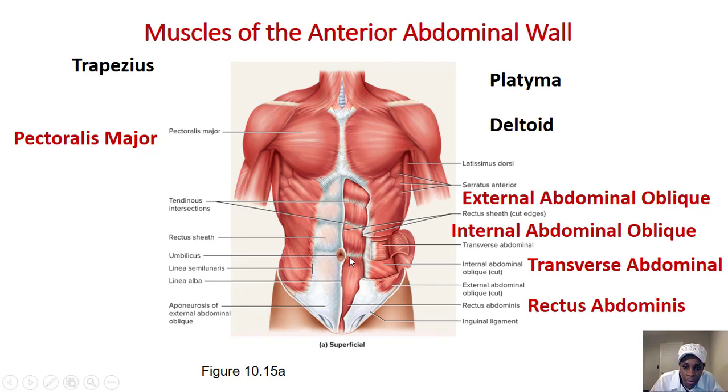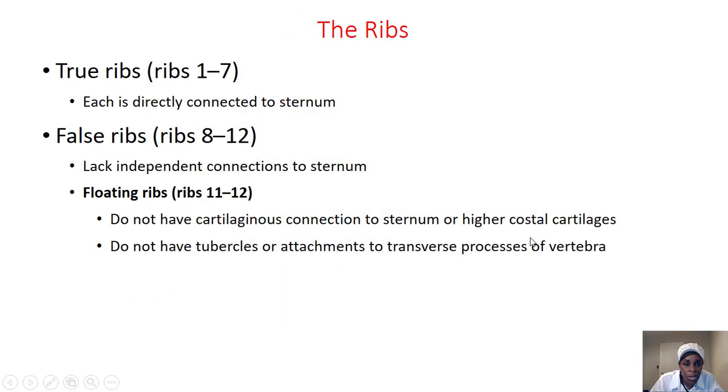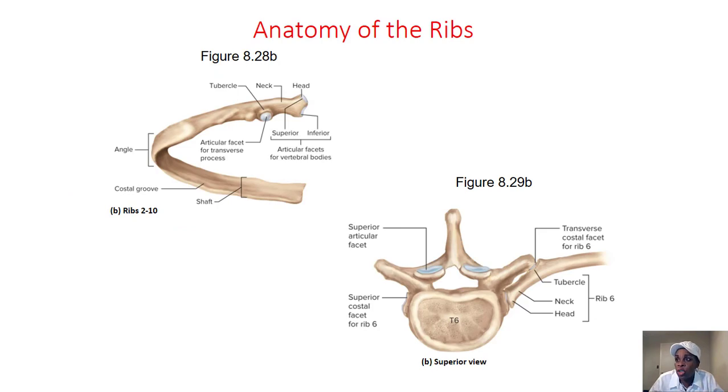So this is the rectus abdominis right here. The internal abdominal oblique right here, internal, the opposite, and the external will be this way, coming in the direction of the hand pocket. And then the pectoralis minor will be under the major. The inguinal ligament will be the ligament connecting the aponeurosis of the external oblique. And then the external abdominal oblique, obviously we saw them here again. Then, of course, we need to know about the ribs and the anatomy of the ribs.